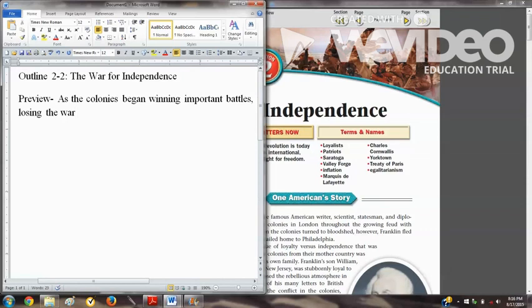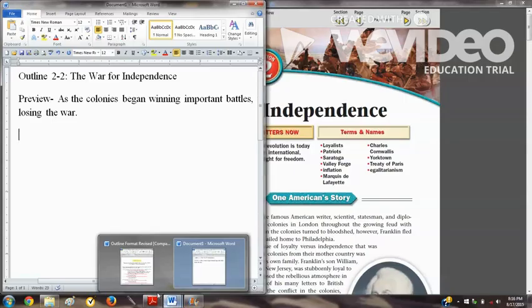You could put it as the colonies won, the British lost. The colonies began kicking butt, and the British ended up losing the war. Anything, as long as you put it in your own words. So next thing, it asks you for a Roman numeral. So you look at your outline format. See, we got the preview done.